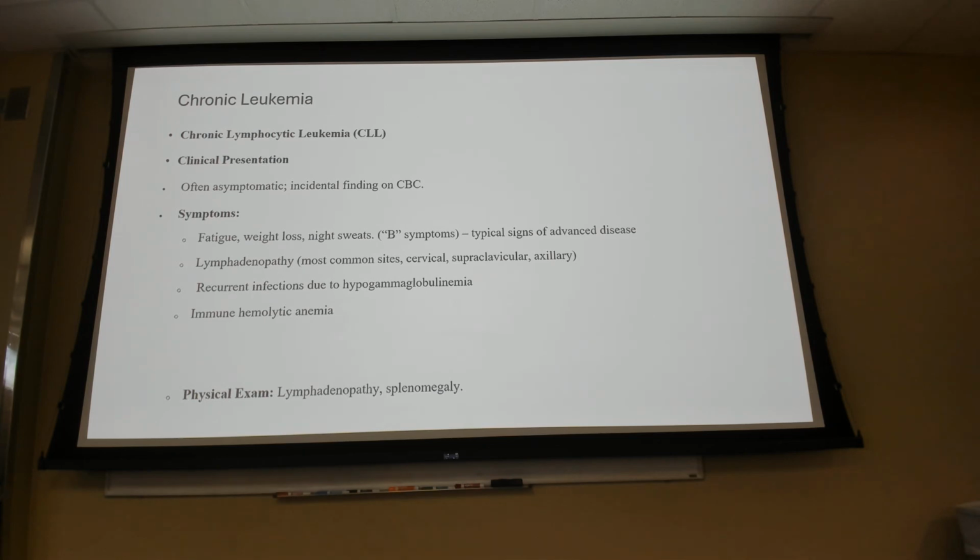Lymphadenopathy, cervical, supraclavicular. Right? Again, these B lymphocytes go to where? Where do B lymphocytes go to live? Lymph nodes, liver, spleen, right? So they get lymphadenopathy.